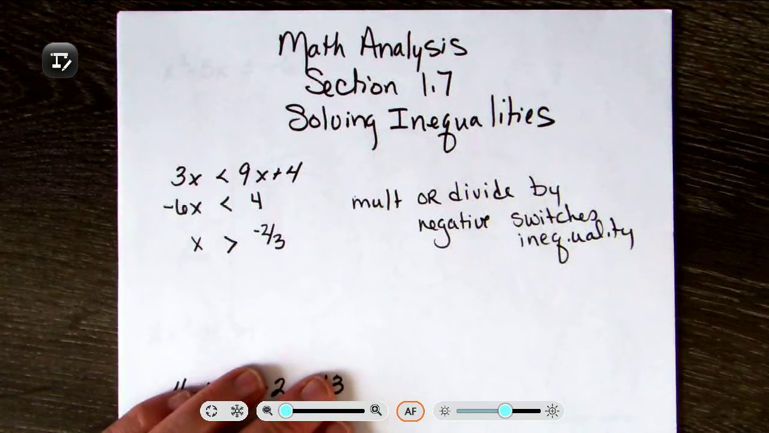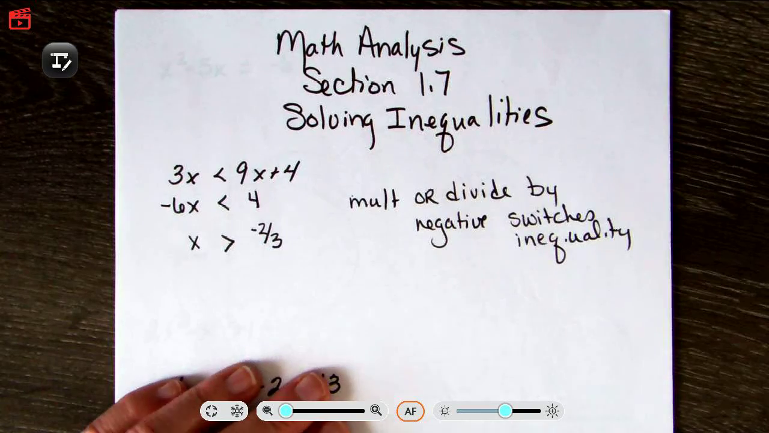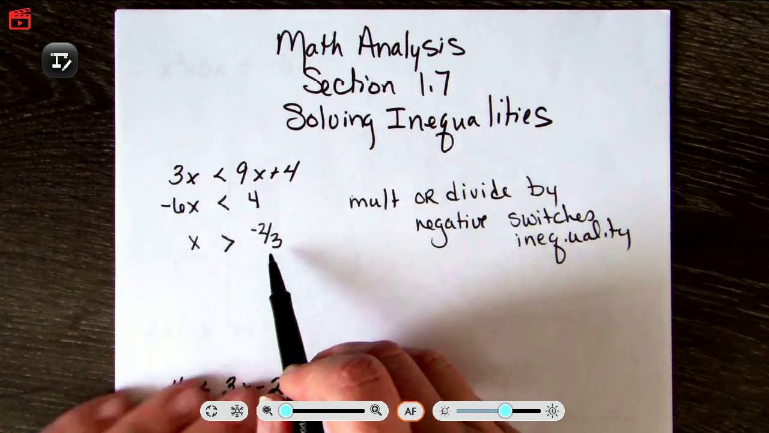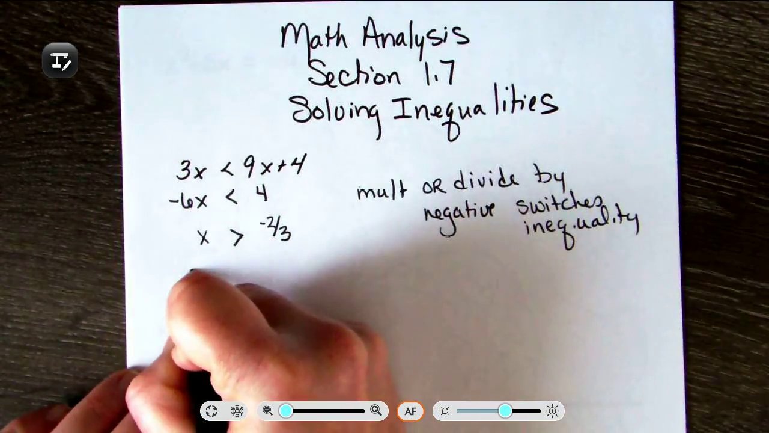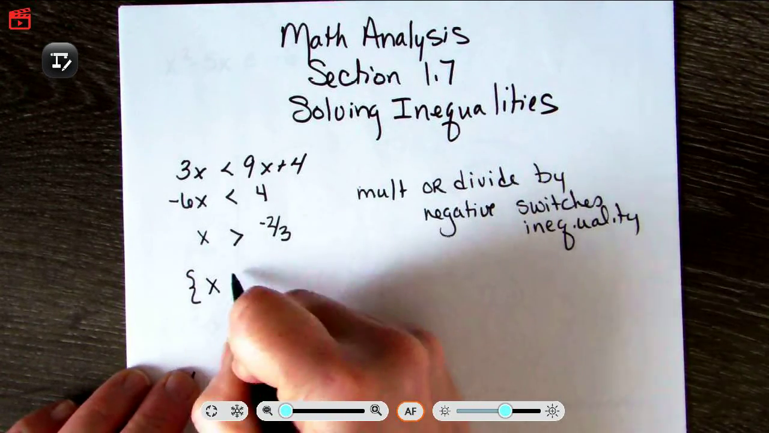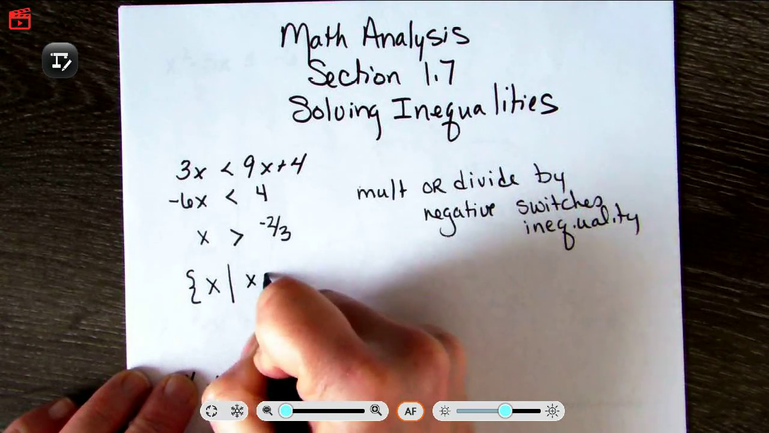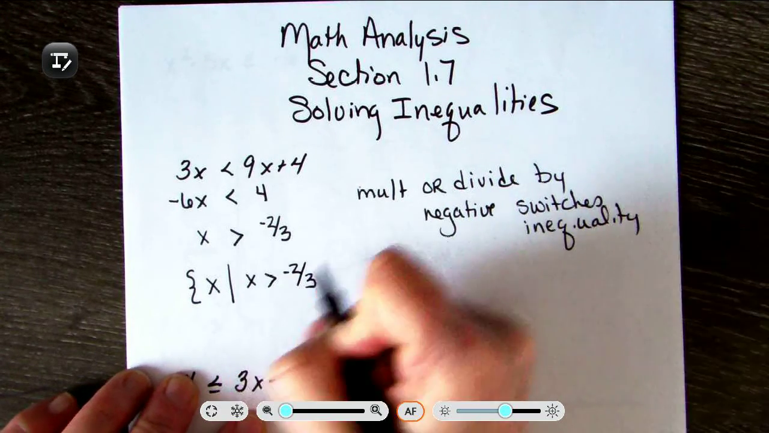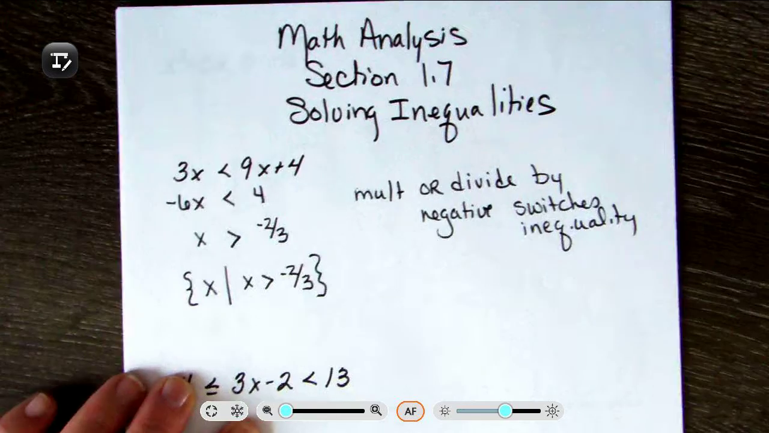And we can write this solution in a number of ways. One, simply as this inequality statement. We could write it in set notation. So the set of all x's such that x is greater than negative 2/3. So that's kind of set builder notation.